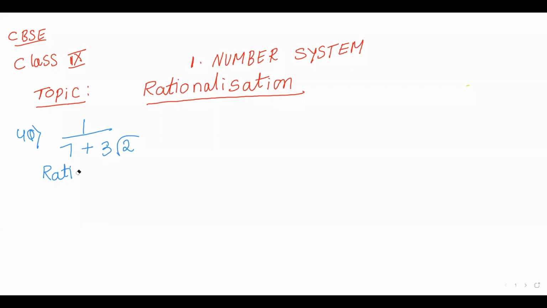So in the fourth question, it's given 1 by 7 plus 3 root 3. He's asking us to rationalize. So let us write rationalizing denominator.